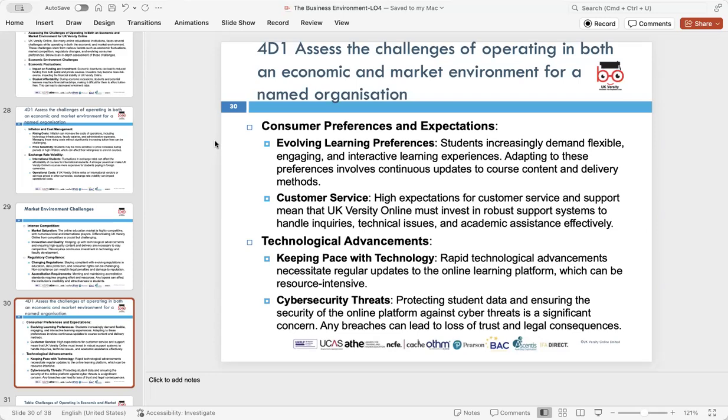Flexibility in learning schedules and formats, such as offering both synchronous and asynchronous courses, is also important to meet diverse students' satisfaction.